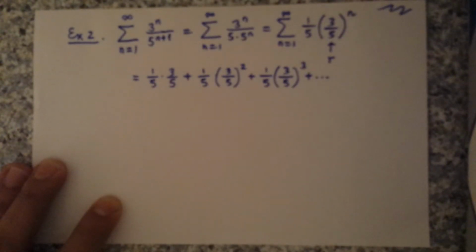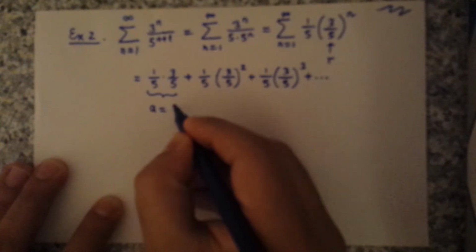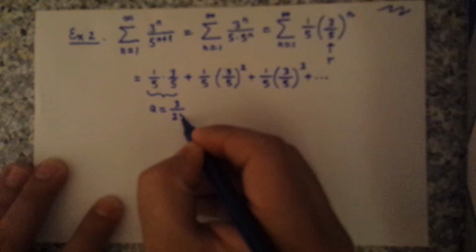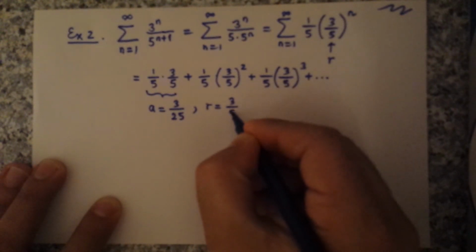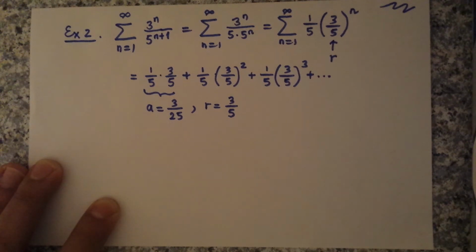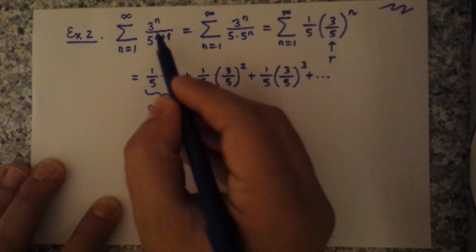We can really see that each time you're multiplying by 3 over 5. So the first term, a, is just 3 over 25, and then r, the common ratio, is just 3 over 5. So this is how you see it. You really expand some terms, but you can see that from here.